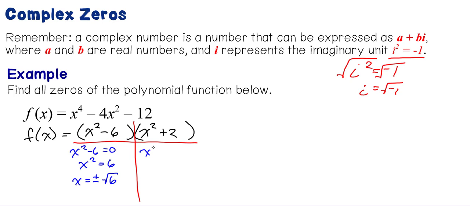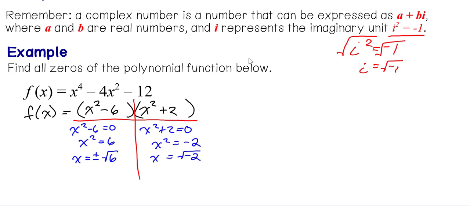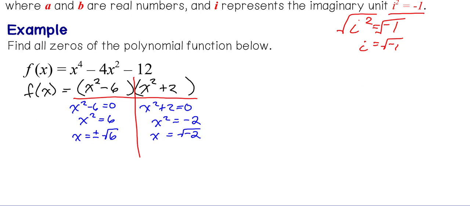On the other side, we have x squared plus 2 equals 0. So we have x squared equals -2. We want to find the square root of both sides. So x equals the square root of -2. Now at this point, we have a negative in our radical, and we don't want that. So we could split this up into -1 times the square root of +2.